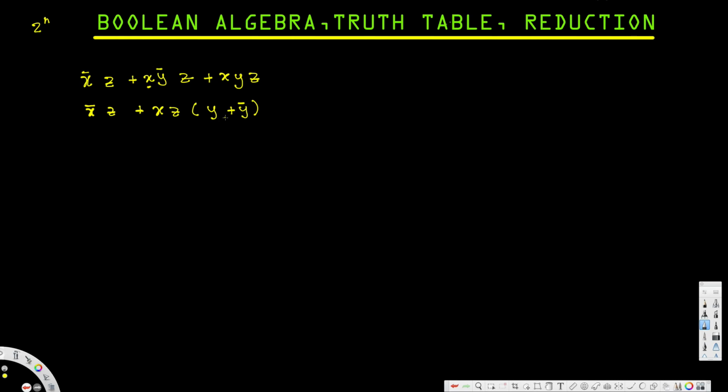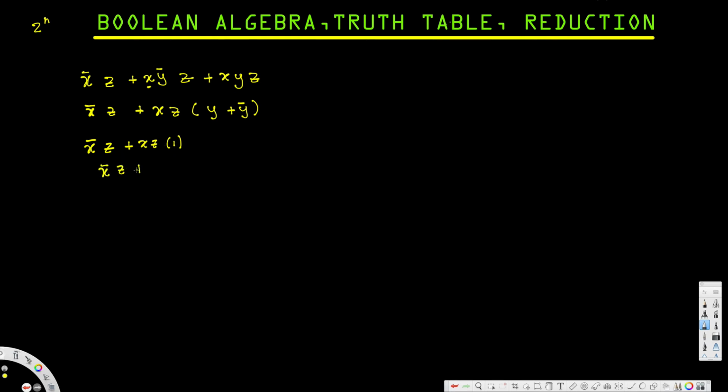One of them is going to be definitely 1. So it means this is definitely going to be 1, because in an OR gate we just have to have one 1 in order to get 1. So this is going to be x bar z plus xz multiplied by 1. It means we are going to get the same thing, but here we can do another thing.